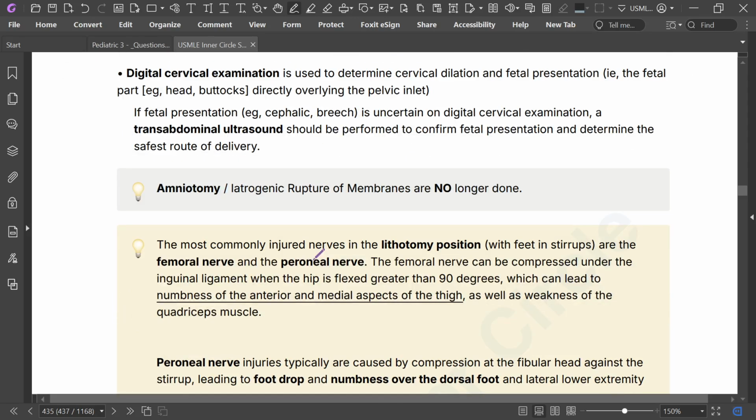Now, digital cervical examination is used to determine the cervical length and the fetal part directly overlying the pelvic inlet. If the presentation, cephalic or breech, is uncertain on digital examination, go for transabdominal ultrasound to confirm the presentation and determine the safest delivery. Amniotomy, iatrogenic rupture of the membrane, is no longer done.